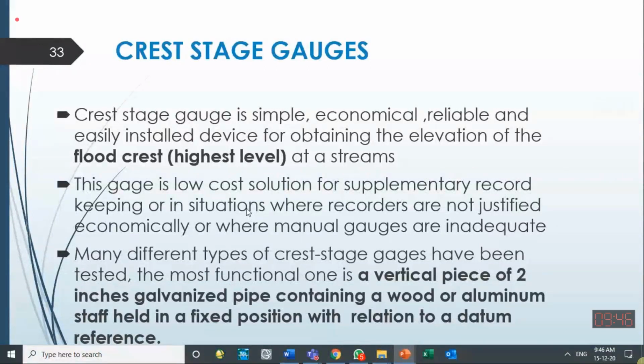It measures the highest water level observed in the last time period. It consists of a vertical piece of 2-inch galvanized pipe containing a wood or aluminum staff. So it is nothing but simply a pipe installed, and in that pipe there is a staff. The staff is placed inside, and at the bottom of the pipe, some light material is placed. Some ground corks are placed.